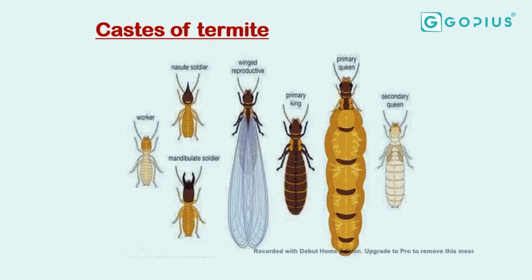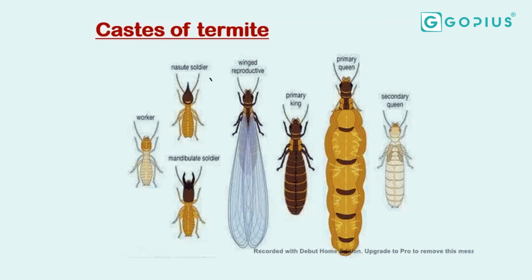The winged reproductives are those that have wings and they can fly. They go out to establish their own colony. That's the role of a winged reproductive. This is the structure that you see here. Then we have the soldiers. Take note. The queen, the king, and the winged reproductive, they are all reproductive. Then we have the soldiers. The soldiers are sterile. When I mean they are sterile, they cannot produce eggs.